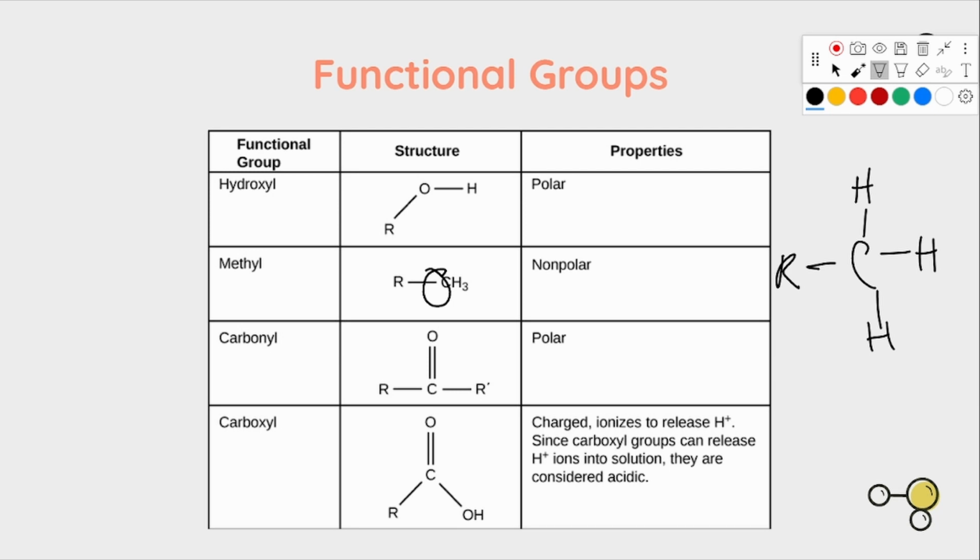Carbonyl functional groups occur when carbon is double bonded with oxygen, thus resulting in a polar functional group. Now, carbonyl is often found in things like acetone. Next, we have carboxyl groups, which occur when carbon is bonded by both an oxygen and a hydroxyl group. This functional group is charged and ionizes to release hydrogen ions in solutions, often making those solutions acidic.